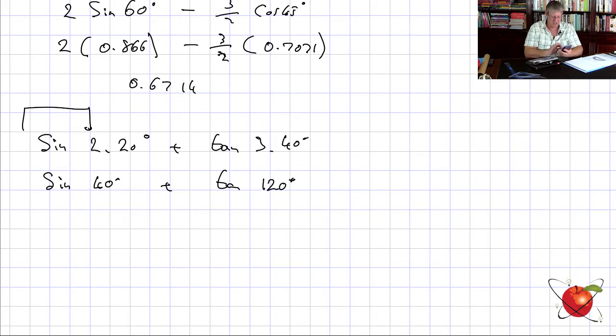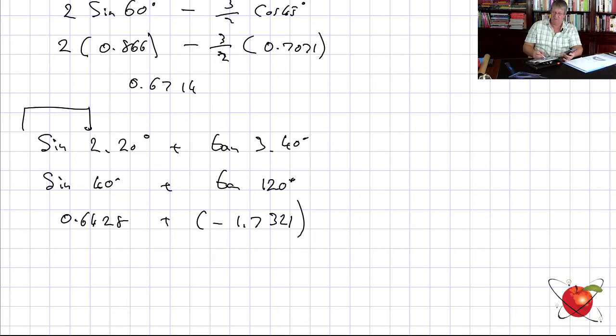Then we would look that up. Sine of 40 is 0.6428 plus tan of 120. Tan of 120 is equal to minus 1.7321. Can you see the moment I got a minus sign, I put in brackets? Why? Because I know there's a 1 out there and I must multiply it in. And I end up with minus 1.089. All right?